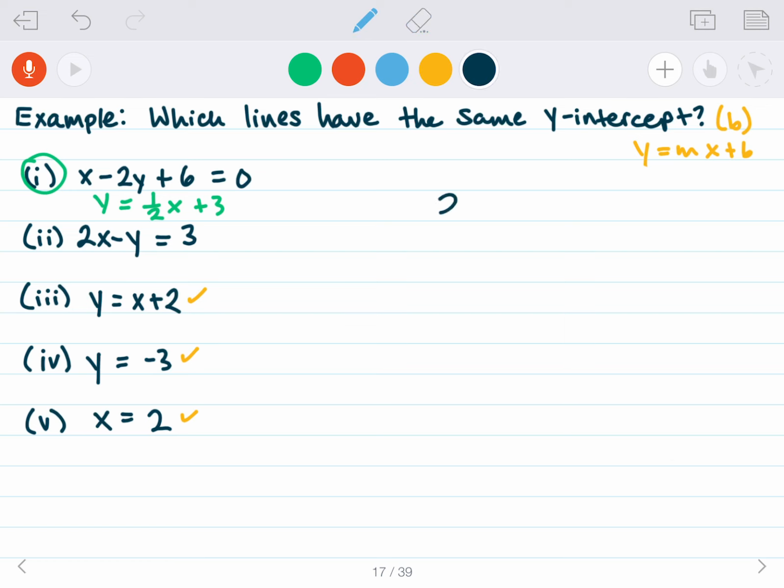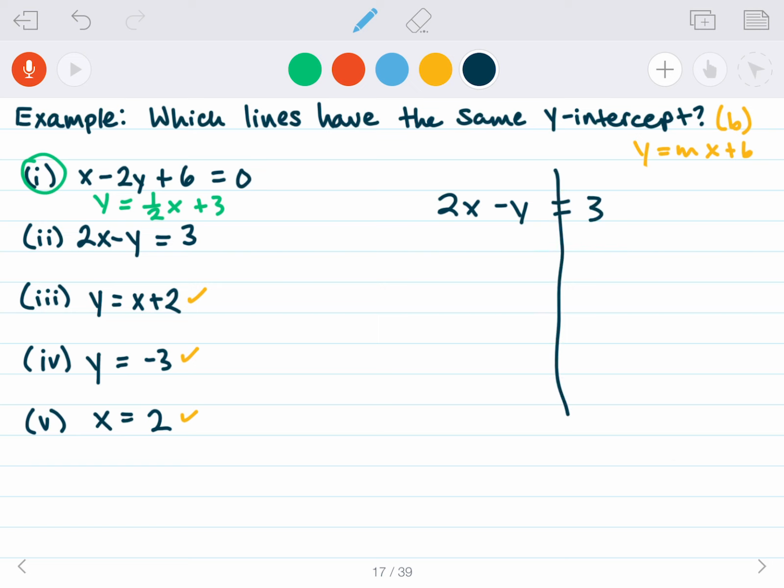Okay, so I have 2x minus y equals 3, and I want to get y by itself. I can do this a couple different ways. What I'm going to do is I want the y to be positive, so I'm just going to start by adding y to both sides to make it positive. And I have 2x equals 3 plus y.